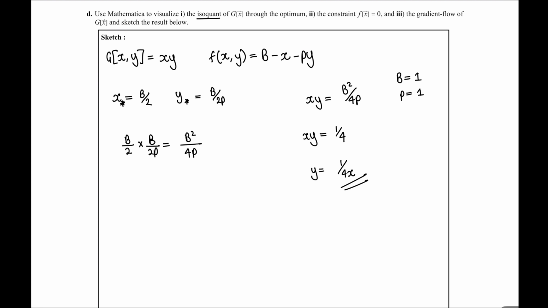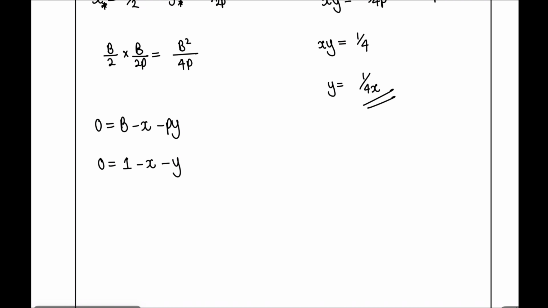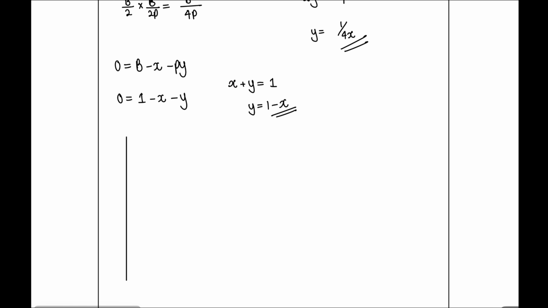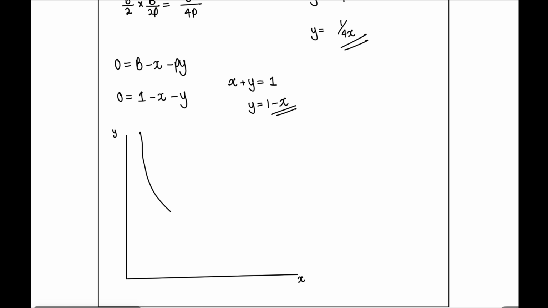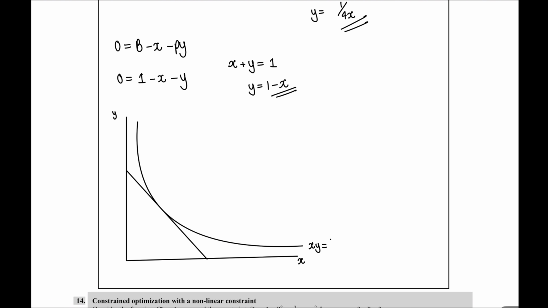Looking at the constraint, which is equal to 0, we have 0 is equal to b minus x minus py. Again, b is equal to 1, p is equal to 1. So we get 0 is equal to 1 minus x minus y. Moving x and y to the other side, we get x plus y is equal to 1, which if we rearrange to make y the subject, is just y is equal to 1 minus x. If we now do a rough sketch of this, we will get something which will look like this. So this is xy is equal to a quarter, and then this is x plus y is equal to 1, and this is our optimum value.